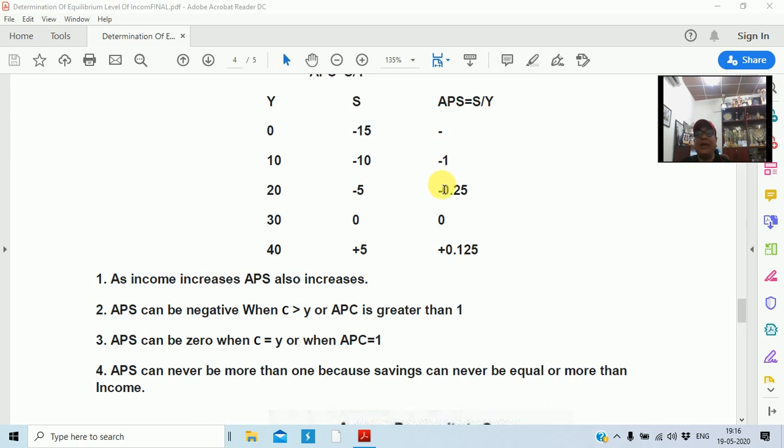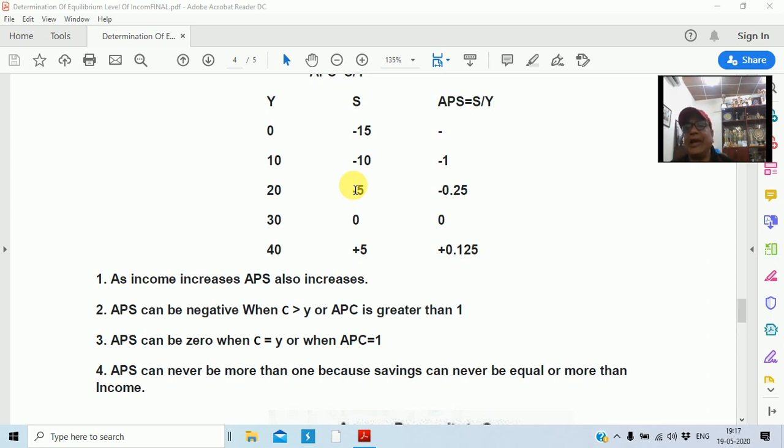Now if you look into this APS, see its character. APS can be negative. APS can be 0. APS can be positive. So if you get a 1 mark question, can APS be negative? Give reason. Yes, APS can be negative. This APS is negative when your savings are negative, and savings are negative when consumption is more than income. So in the economy, when consumption is more than income, what will happen to your savings?